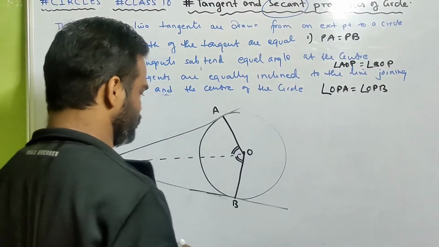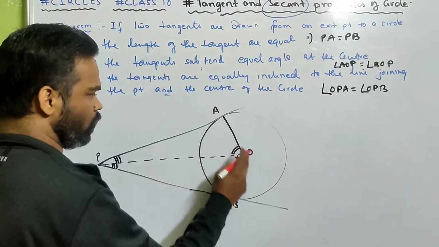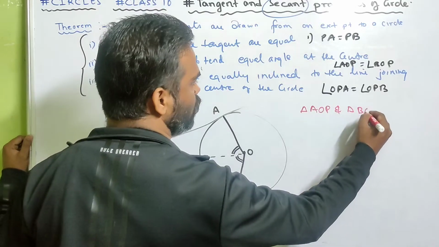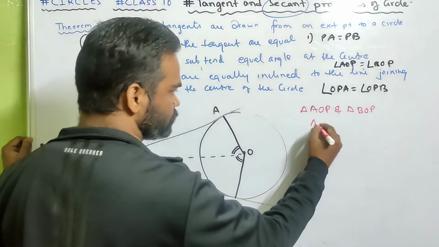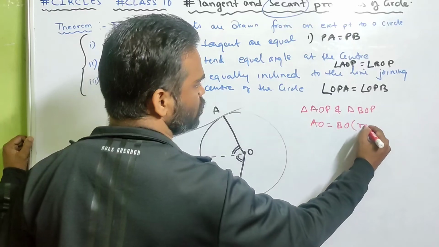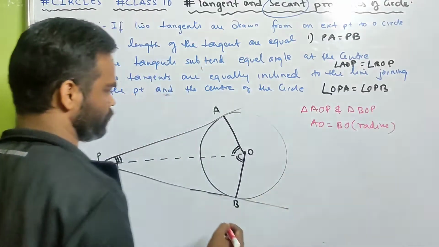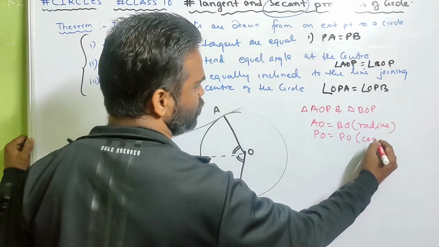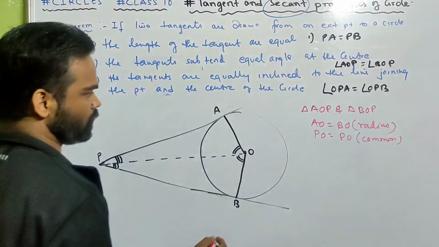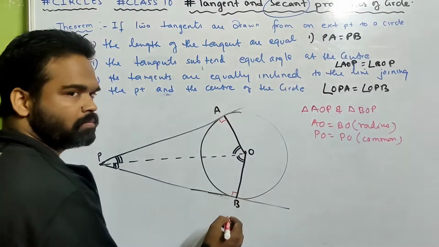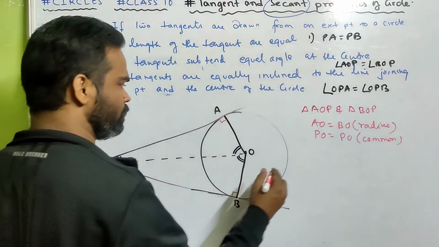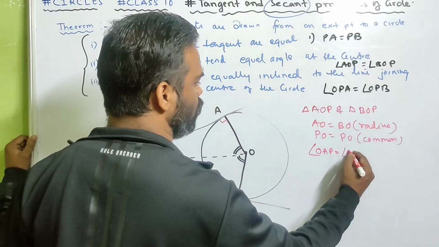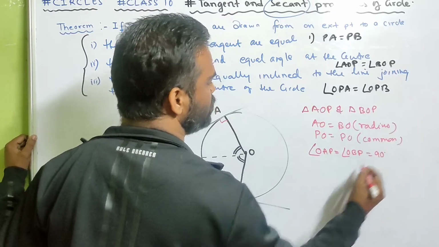Look carefully, very easy. In triangle AOP and triangle BOP, AO is equal to BO. They both are the radius. Yes or no? Then PO equals to PO. That's common if you look at the diagram. And this is perpendicular. We know the radius and the tangent, they're perpendicular. So I can say angle OAP is equal to angle OBP. That is equal to 90 degree.